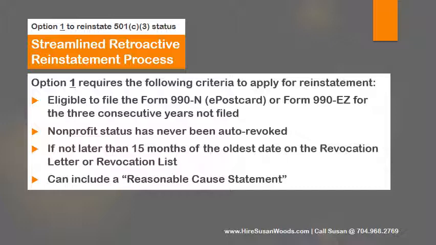So if your organization meets these 4 criteria listed here, then you are eligible to apply to reinstate your 501c3 status using the streamlined retroactive reinstatement process, which is the first option, option 1. Okay.